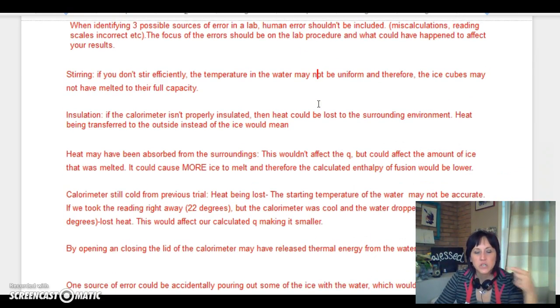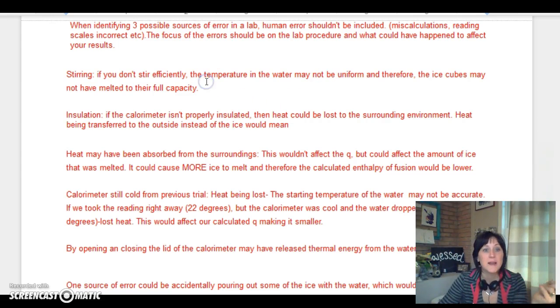Okay, so stirring, right? That's not really human error. Wouldn't look at that as like a human error because stirring is a main part of that, right? You got to stir that. So talk about it. Stirring. What's that affecting, right? If you don't stir, what's it going to affect? It's going to affect the temperature, right? And how is that going to affect then your results? So that's what I want you to do.